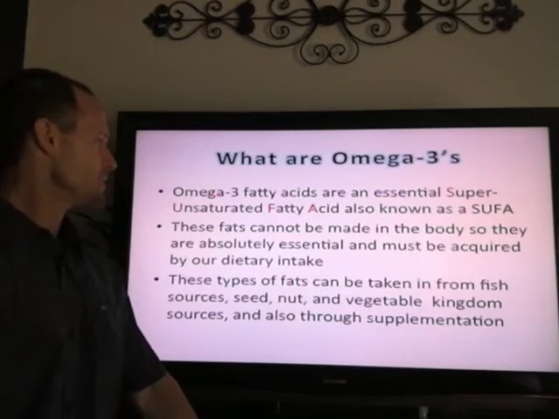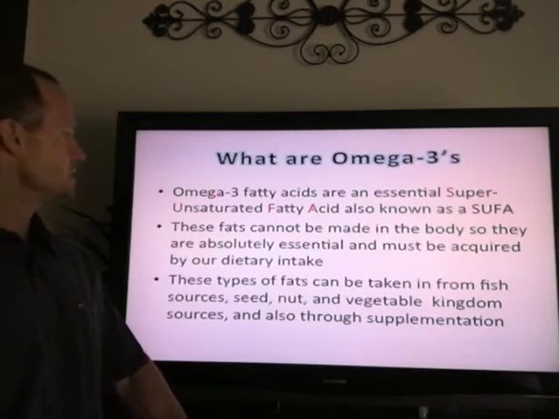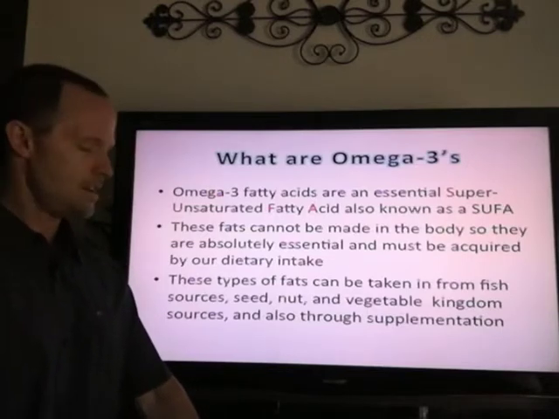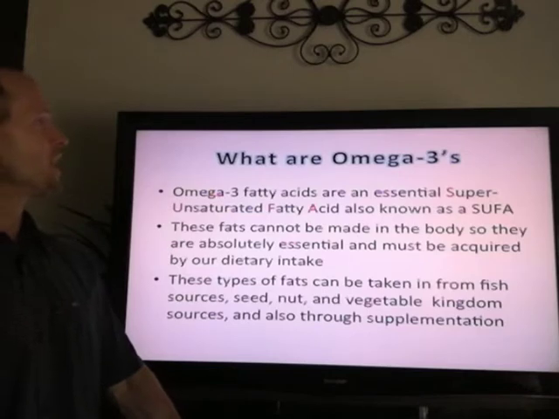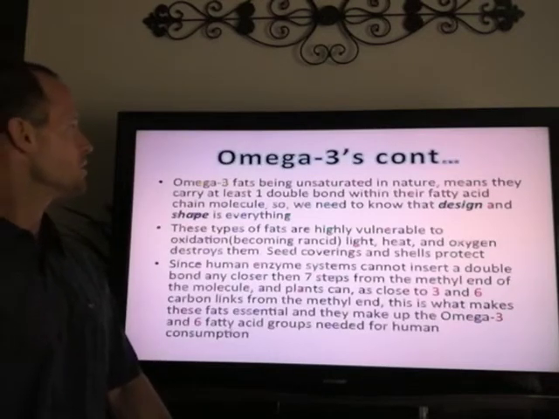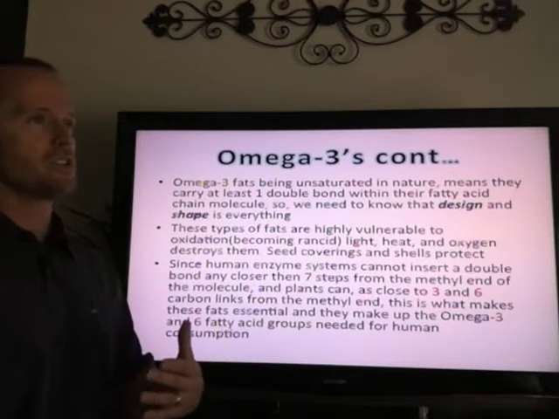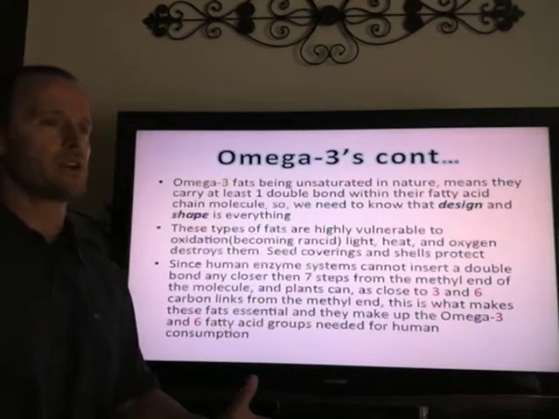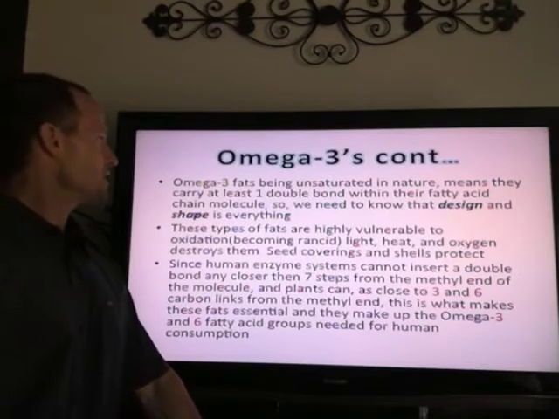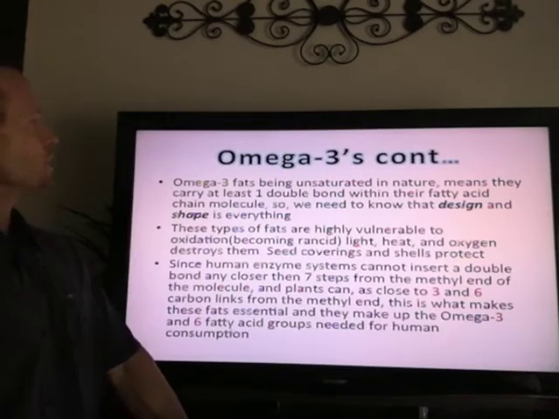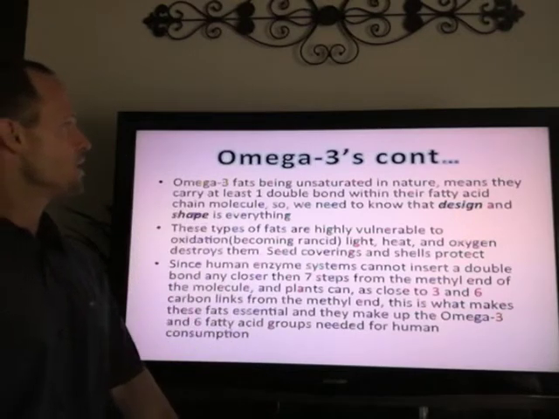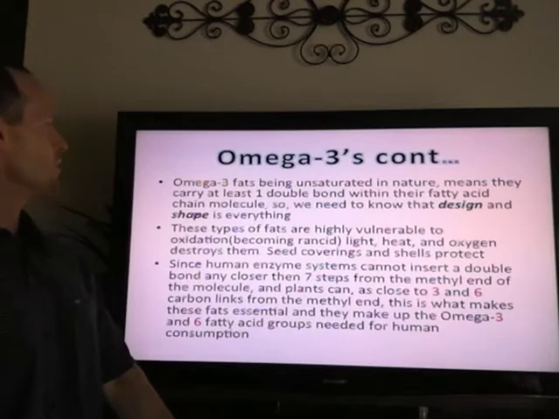These types of fats can be taken in from fish sources, seeds, nuts, and vegetable kingdom sources, and also through supplementation. Now, when taking omega-3 fatty acids, you've got to understand that it goes right into your body right away. That's what makes them so essential and actually so efficient. Just like spirulina, as soon as you take it in, it goes right into the bloodstream and immediately begins to work. Omega-3 fats being unsaturated in nature means that they carry at least one double bond within their fatty acid chain molecule. We need to know that design and shape is everything.